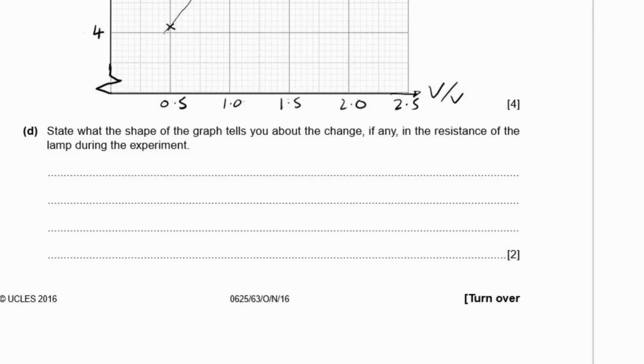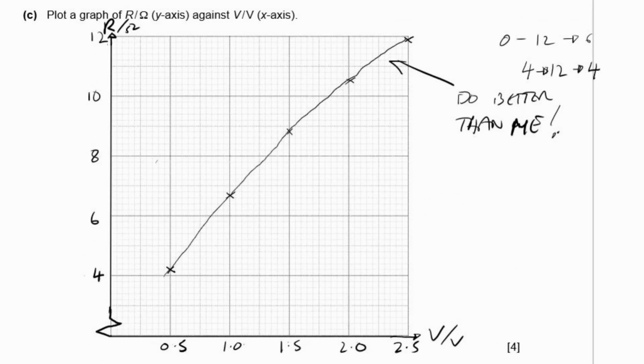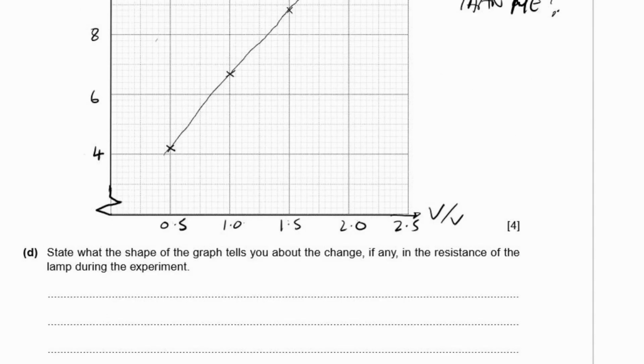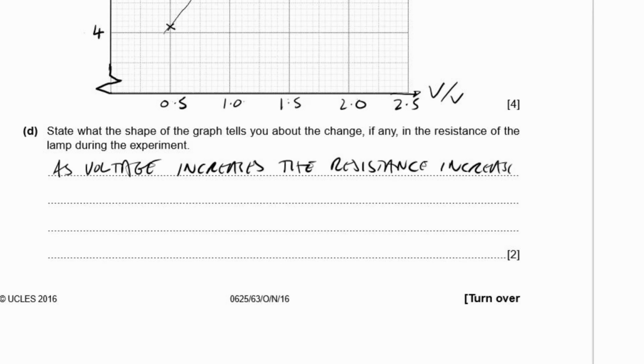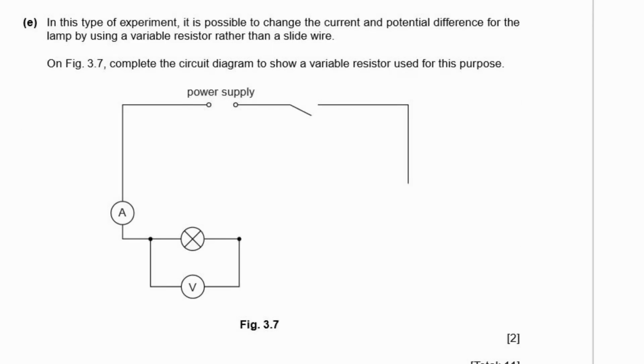D. State what the shape of the graph tells you about the change, if any, in the resistance of the lamp during the experiment. Well, what do we see? As the voltage increases, the resistance increases. But we also see that the resistance starts to increase less for the same increase in voltage. That's why it's a curve. So let's write those down. So as the voltage increases, the resistance increases. And the resistance increases less for the same increase in voltage as the voltage gets bigger. There we go. Let's look at part E.